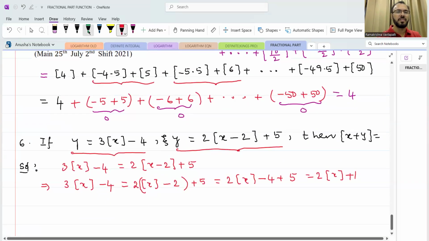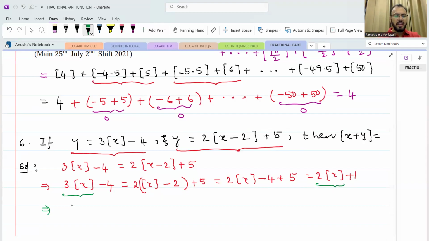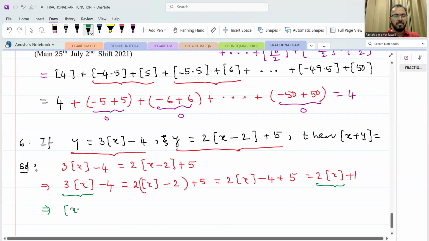Simple. Now things can be cancelled out. Here we have 3 times integral part of X, here 2 times integral part of X. So you cancel 2 times integral part of X, then only one integral part of X is left. Bring this minus 4 to the RHS. You will get 5. So integral part of X equal to 5, which means X takes values between 5 and 6, including 5, excluding 6. This is the X interval.